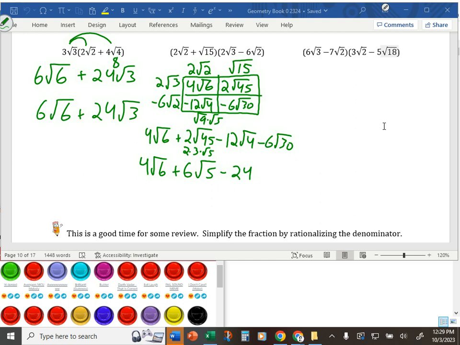And then negative 6 root 30, anything to simplify there? There's nothing. 2 and 15, not perfect squares. 3 and 10, not perfect squares. 5 and 6, not perfect squares. So negative 6 root 30 is our answer.